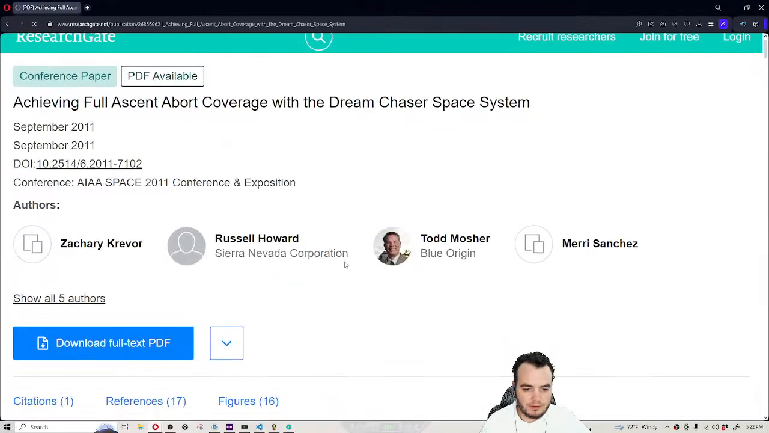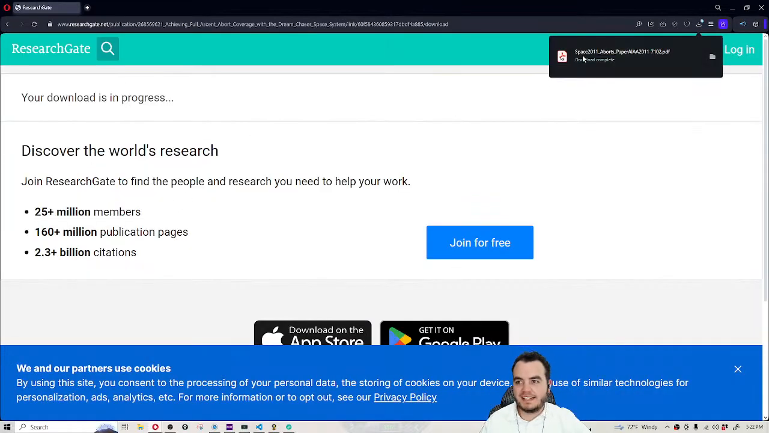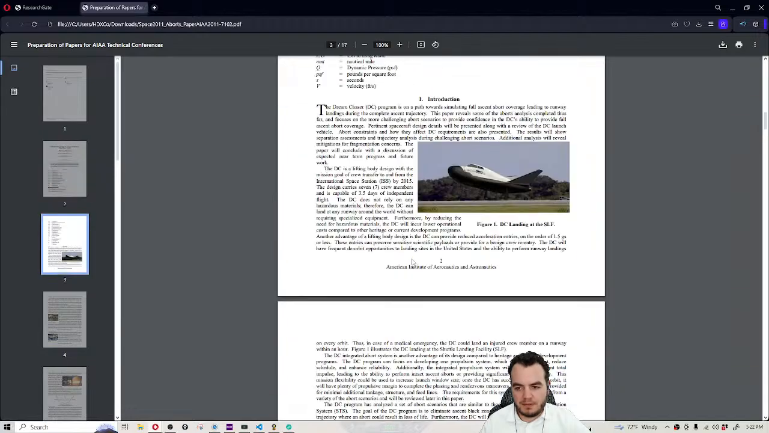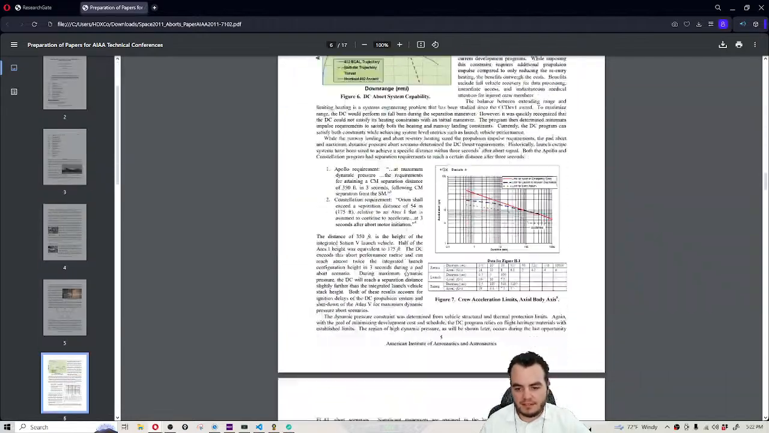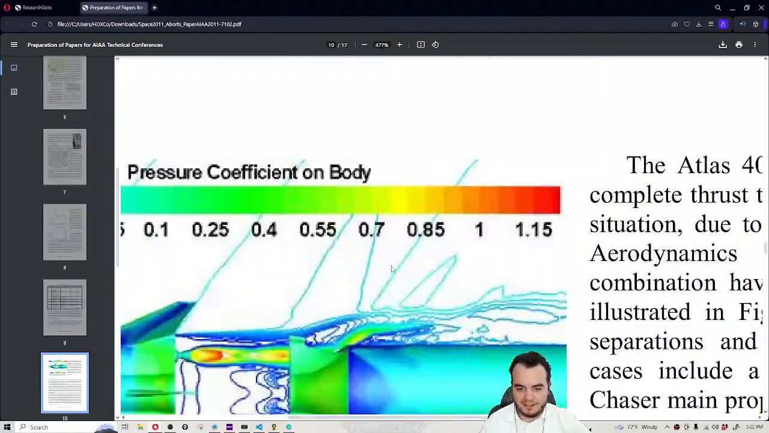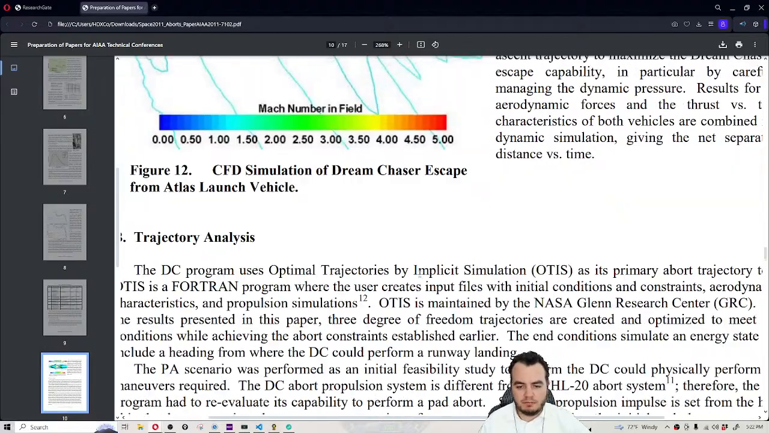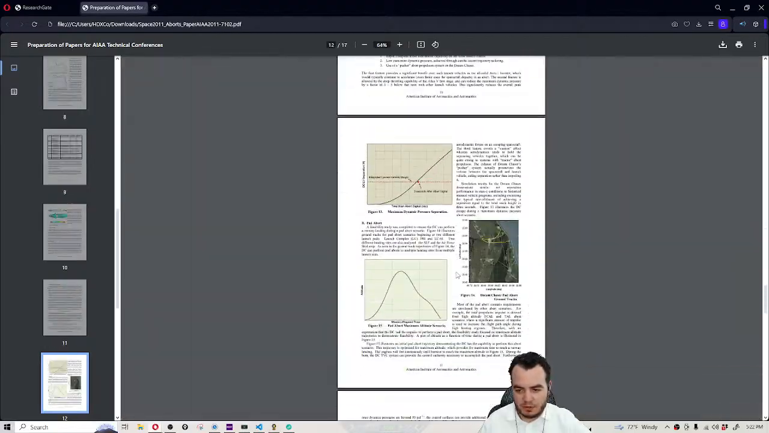Maybe it's this one, achieving full ascent abort coverage, download PDF text. Let me see, what's this one? Is this the one I'm thinking of? Yes, this is the one I'm thinking of. See, look. So there were original concepts to put it on top of an Atlas 5, on top of Centaur, right? And they would have this integrated boat tail that it sat inside. During an abort contingency, the engines would ignite inside this boat tail, and it had vents which basically kept the Centaur from exploding, which is pretty cool.